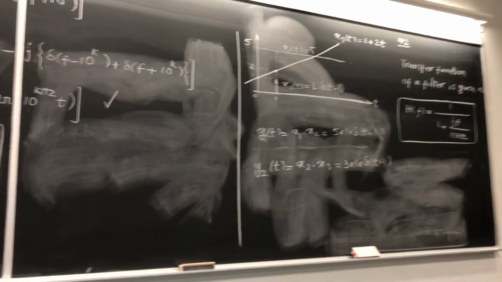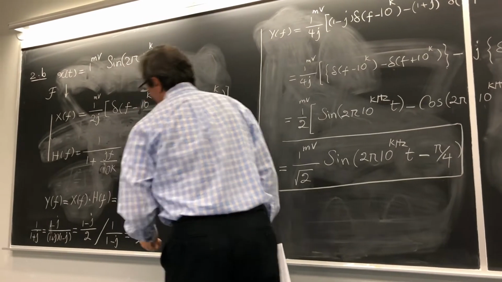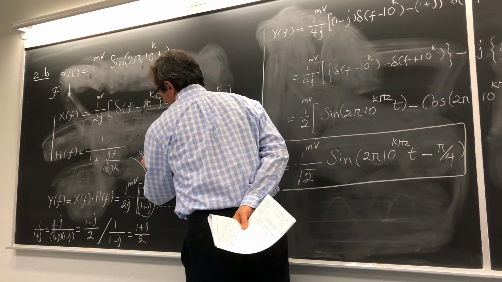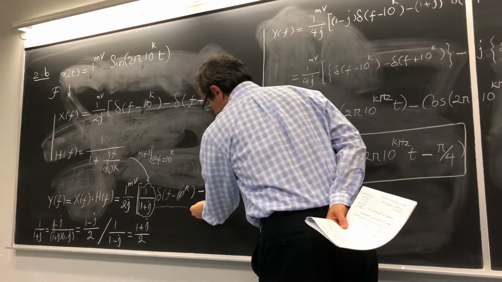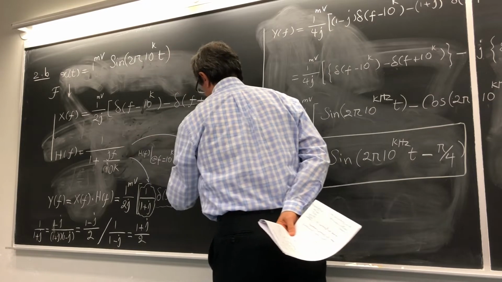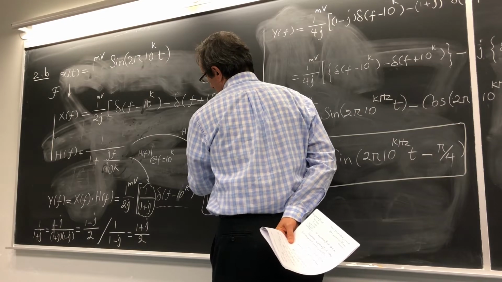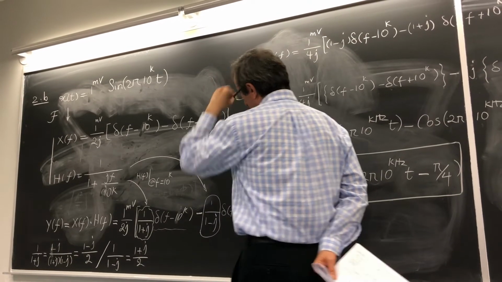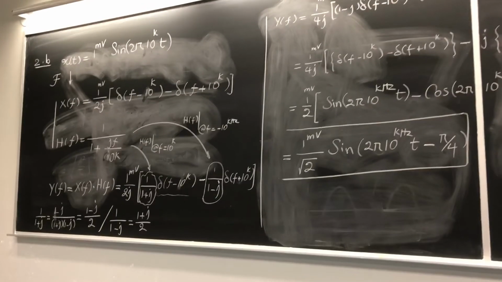So this means that 1 over 1 plus j is the value of h of f at f equals 10k. And this term, 1 over 1 minus j, is h of f at f equals minus 10k. That is where the second delta function is located, and that samples the transfer function at f equals minus 10k.